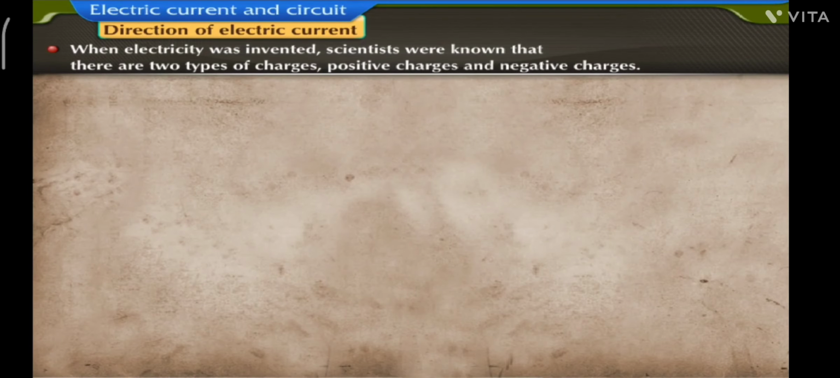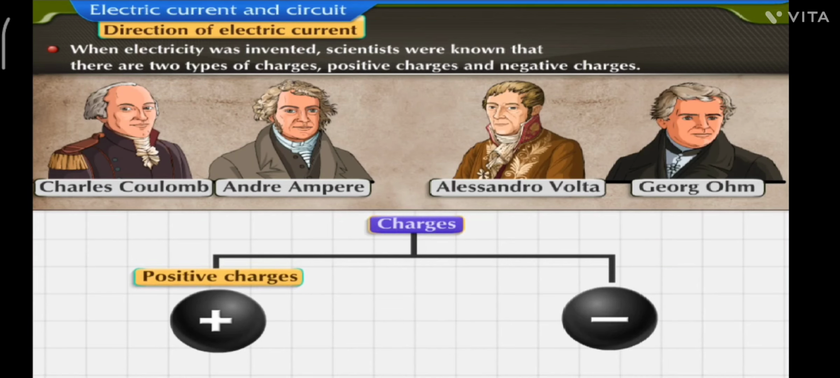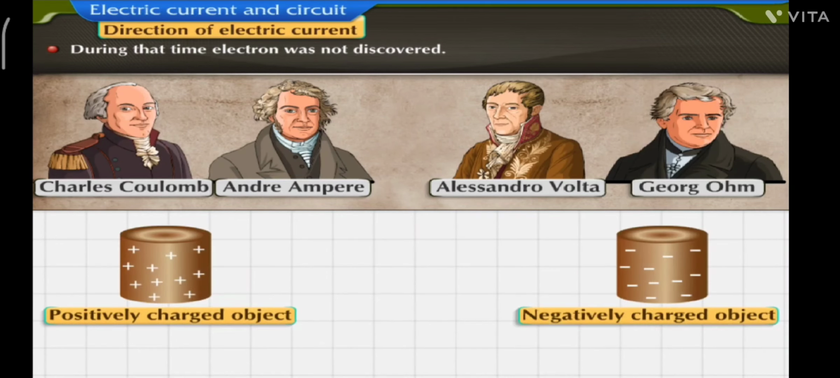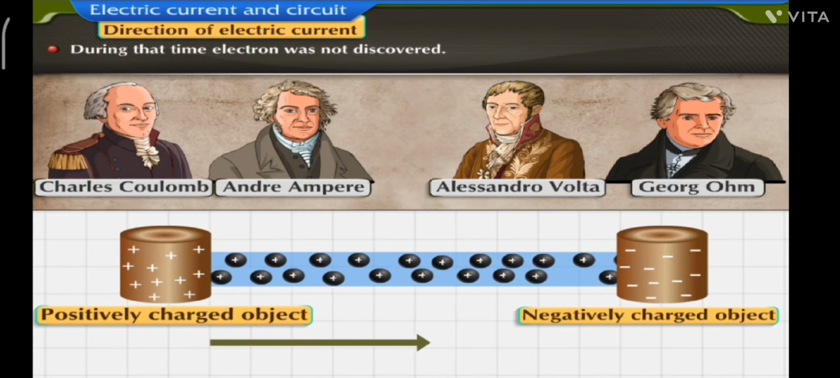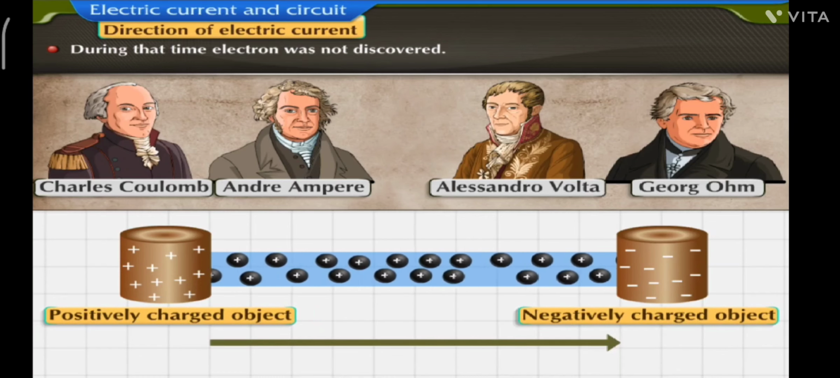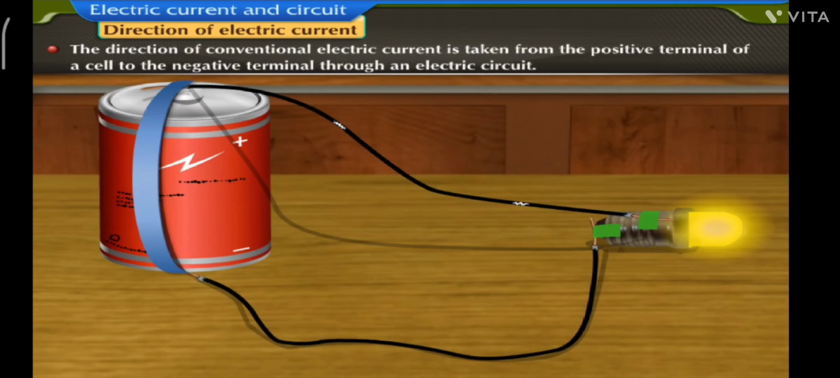Direction of electric current. When electricity was invented, scientists knew that there are two types of charges, positive charges and negative charges. But during that time, electron was not discovered, and it was believed that electric current results only due to the motion of positive charges from a positively charged object to a negatively charged object. This direction of flow of charges was thus taken as the direction of electric current. Thus, the direction of conventional electric current is taken from the positive terminal of a cell to the negative terminal through an electric circuit.